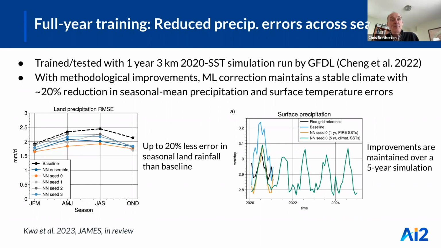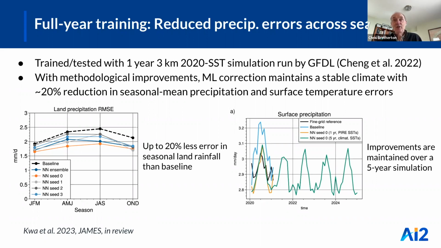So if we take that best seed, and now we try and run the model out for multiple years with a repeating cycle of sea surface temperature and ask, is the model still stable with the machine learning correction? That's the curve in green shown on the plot at the right. So we ran it out 5 years and looked at the annual mean precipitation.